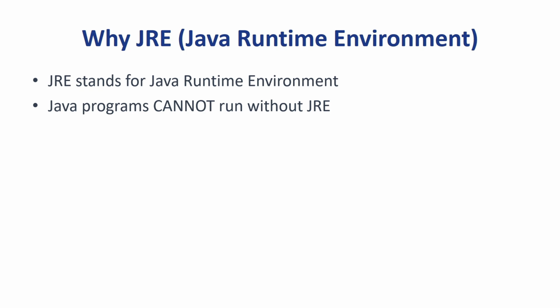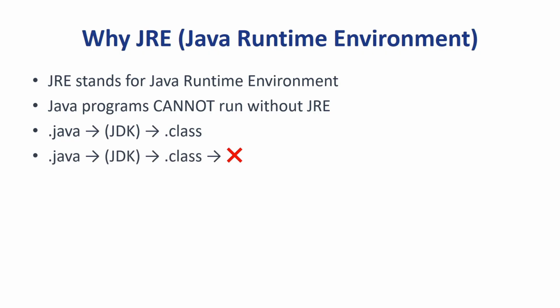Let's consider an example. Writing and compiling code is just like cooking food. Here it means the .java file is getting converted into a .class file. But to eat it, you still need a plate and a table. Here it means the .java file is converted into a .class file, but there is no platform to run the Java program, right? We just have compiled code, but there is no environment where we can run the code. So JRE is that environment.